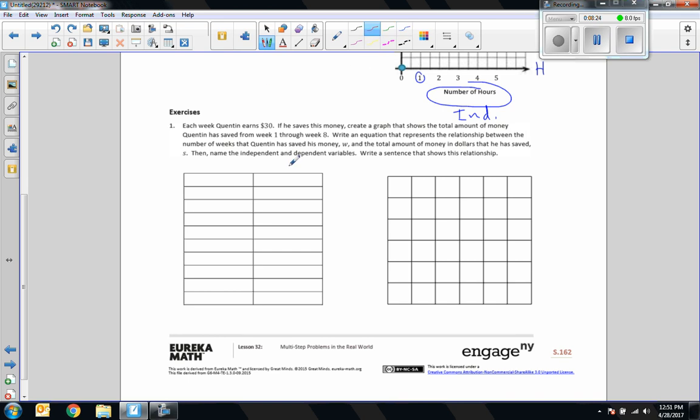Exercise 1. Now it's your turn. You try it. Pause the video. See if you can answer the question. Make a table, graph it, and then come back and see how you do it.